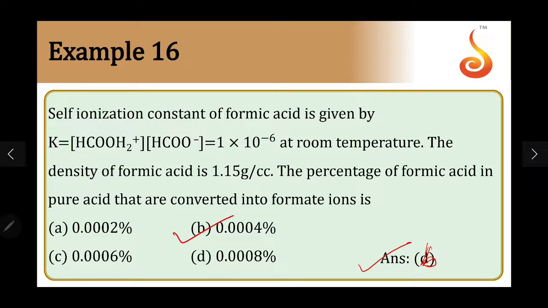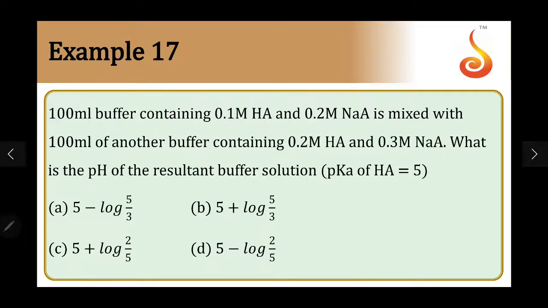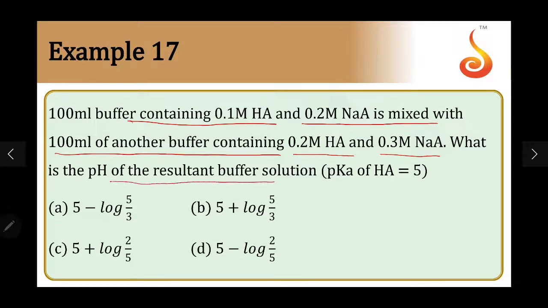Example 17. 100 ml of buffer containing 0.1 mole of HA and 0.2 mole of NaA is mixed with 100 ml of another buffer containing 0.2 mole HA and 0.3 mole NaA. What is the pH of the resultant buffer solution, and pK is given as 5. So first we'll take the two buffers. First one 100 ml, 0.1 HA, 0.2 NaA.